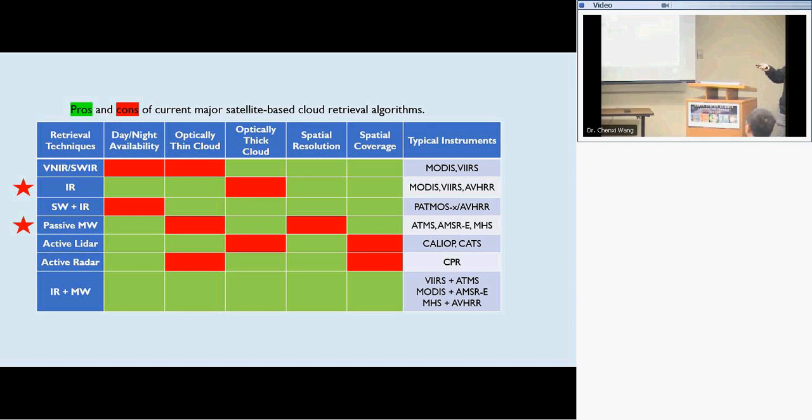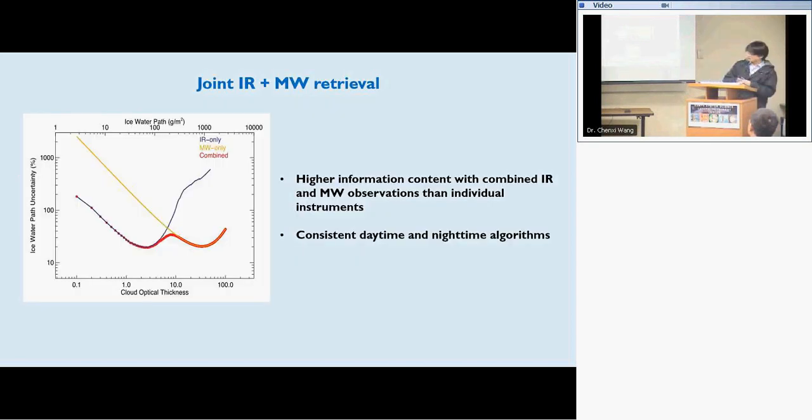For example, infrared sensors cannot handle very optically thick clouds. Microwave is not sensitive to very thin clouds. So if you put them together, you overcome all of these shortcomings. Here's an example of how the combined retrieval works.